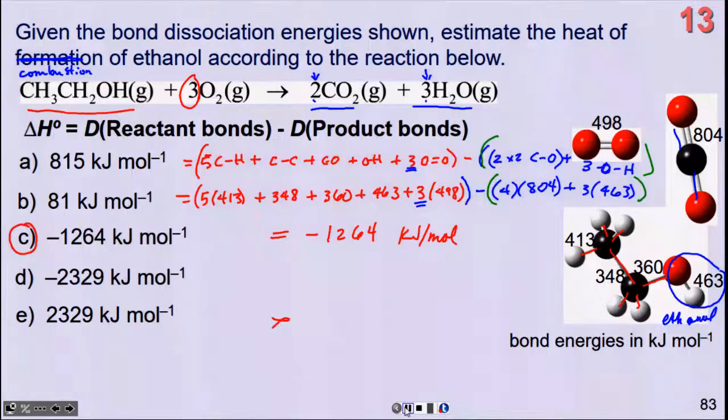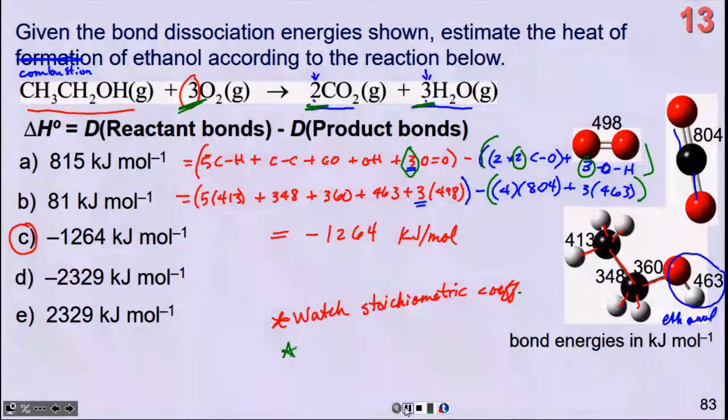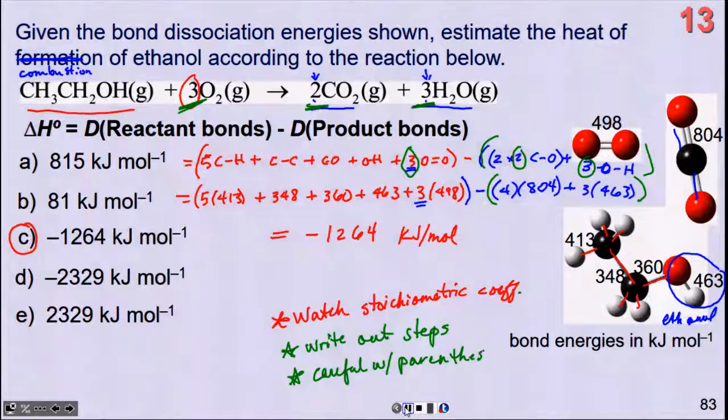But again, watch the stoichiometric coefficients. Otherwise, we will miss something. Like we used in this one, the 3 on oxygen, the 2 on CO2, and the 3 on water, because if we didn't include those, these would be incorrect all the way through. And write out all your steps. Watch the signs. Be careful with parentheses, because we have to be sure the right things are combined before they're subtracted.